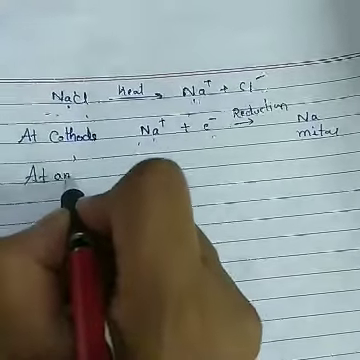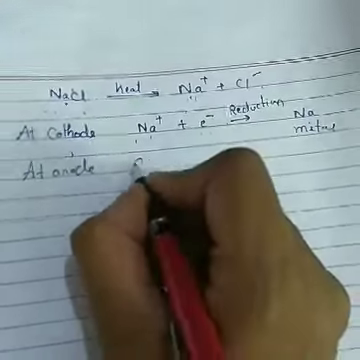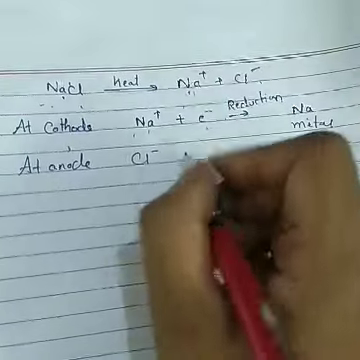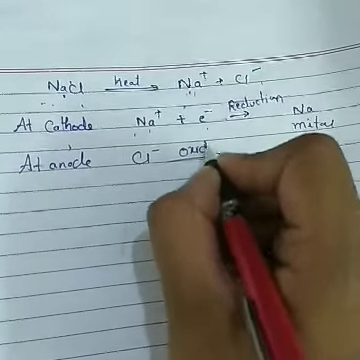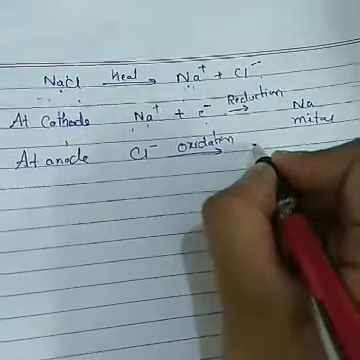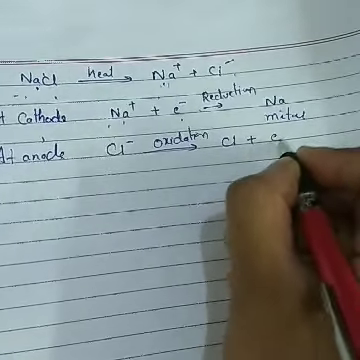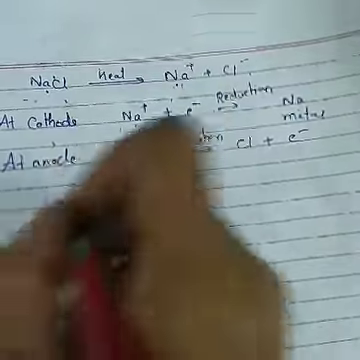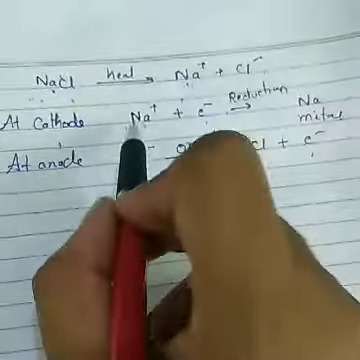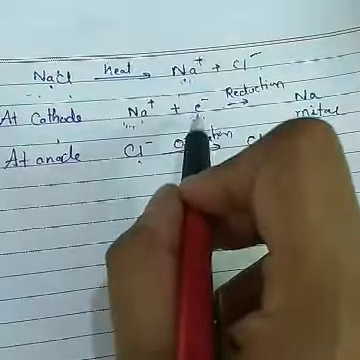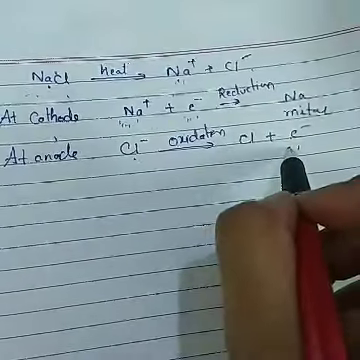Similarly, at the anode, the chloride ion undergoes oxidation. Oxidation means removal of electrons. It changes into chlorine and e-. This electron is taken up by sodium. So from where did the electron come? They have taken it from the chlorine.